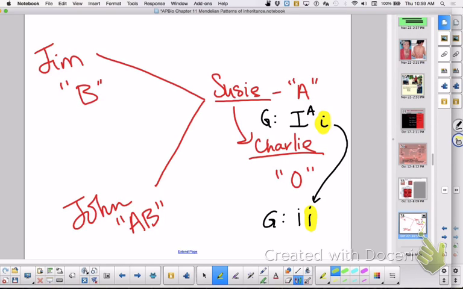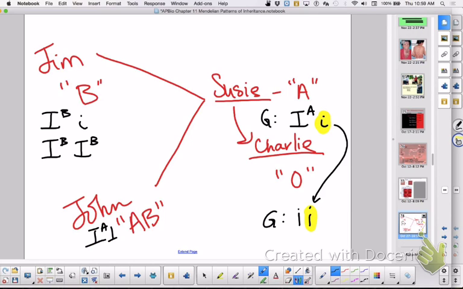Okay, now let's talk about Jim. If we didn't know Jim was having sex with Susie, what are all the possible genotypes for Jim? Big I B and little i, or little i and little i? What's another possibility? I B and I B. Do you agree with that? What are all the possible genotypes for John? I A and I B, and big I A and big I A? These are his only options, right?